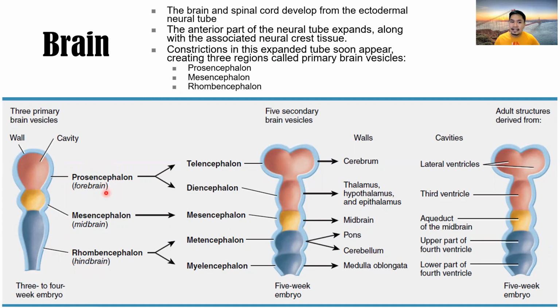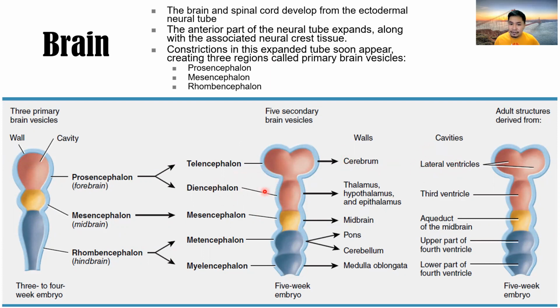Your prosencephalon later will develop into your telencephalon and diencephalon. Your mesencephalon is still your mesencephalon, and your rhombencephalon will develop into your metencephalon and your myelencephalon. These are your five secondary brain vesicles during the 5 week embryo, and later on with the development, your telencephalon will give rise to your cerebrum and your lateral ventricles.